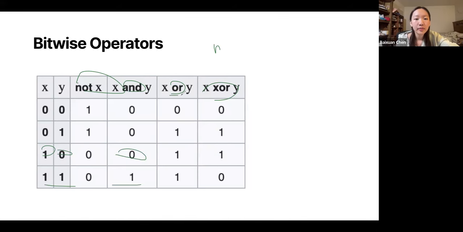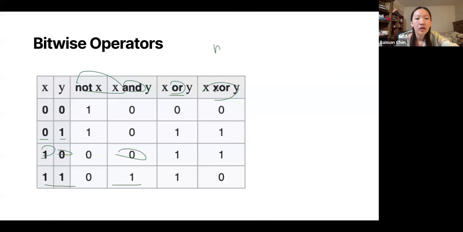And then for or, it will return a 0 if they're both zeros, but anything else it will return a 1 because there's an or. So one of them has to be 1. When there's a 0 and a 1, it'll return a 1. When it's a 1 and a 0, it'll return a 1. And when it's a 1 and a 1, it'll return a 1.